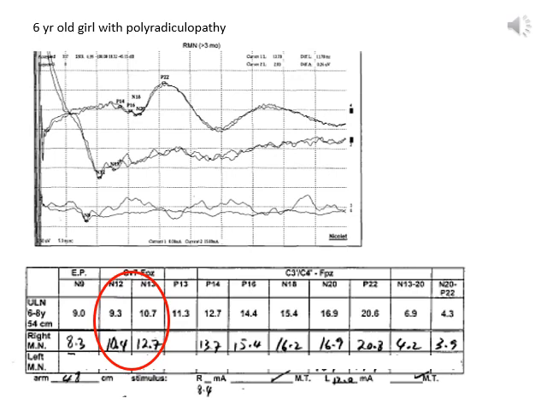So what should be noted is when we look at the table, the N12, N13 numbers are delayed for her age and arm length. And so this is consistent with a known nerve root dysfunction, a known radiculopathy.